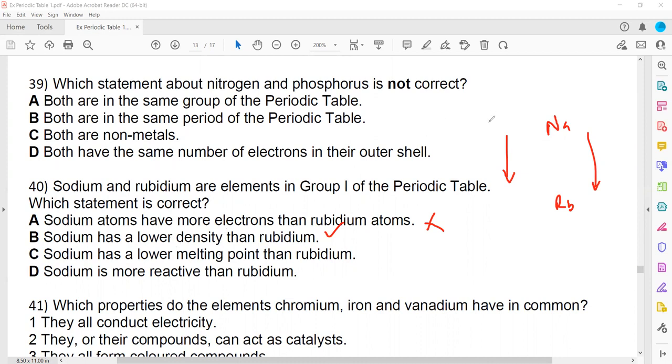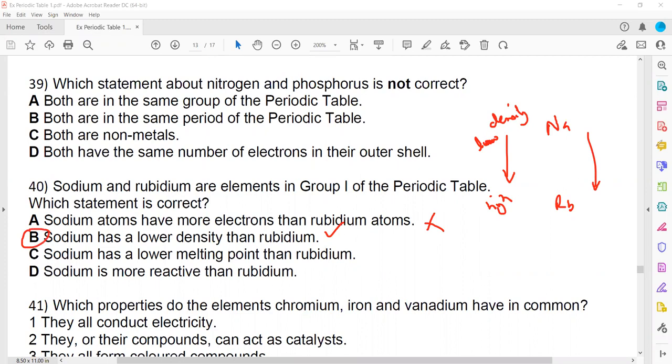What happens to density for group 1, or all the groups? The density increases as we go down the group. So at the top of the group we have low density, and at the bottom of the group we will have high density. So sodium should have low density. That is true.